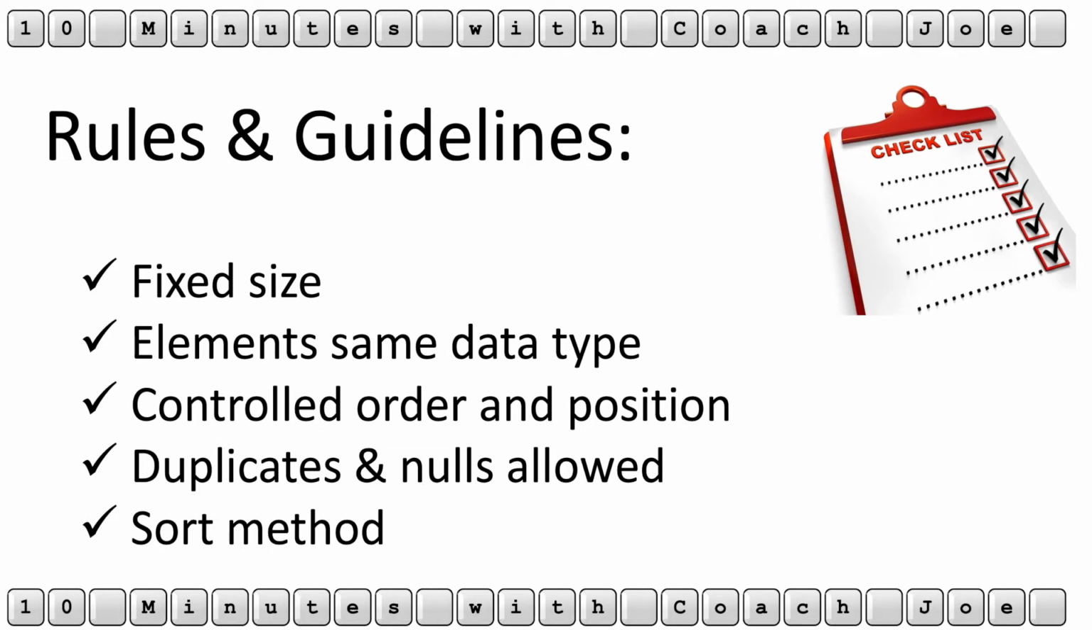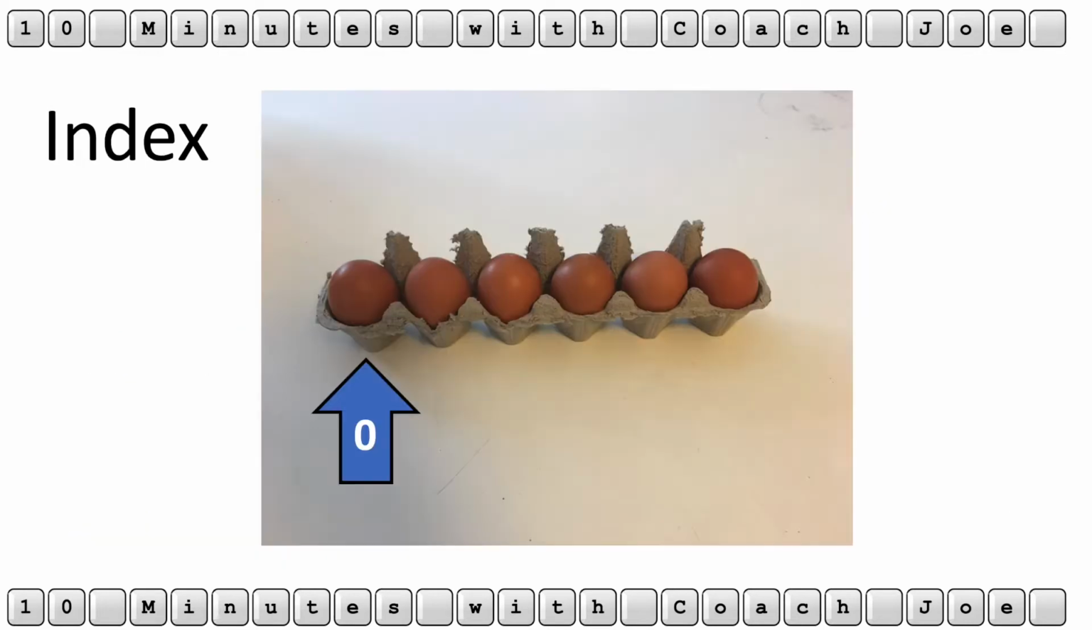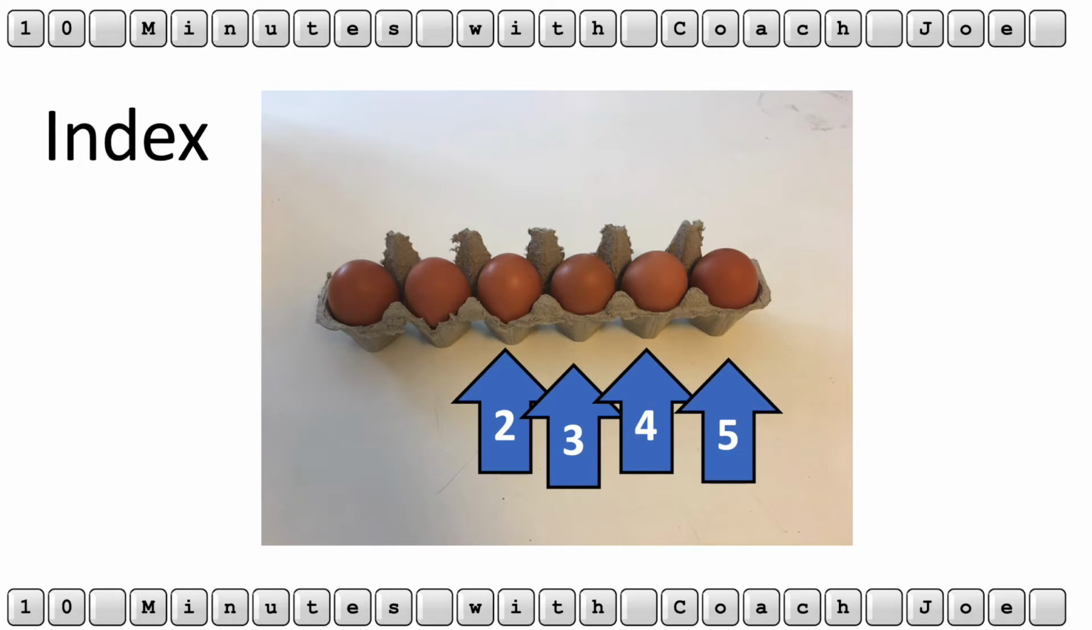Since all the elements we need to hold are the same data type, one array variable can hold all the temperatures as elements. Here is the syntax for declaring an array. The array variable myTemps is declared as an array of ints with 6 elements. The term index is used to identify the position of an element in an array. Index positions are 0-based. The first element is index 0, the second element is index 1, and this pattern repeats all the way to the end.